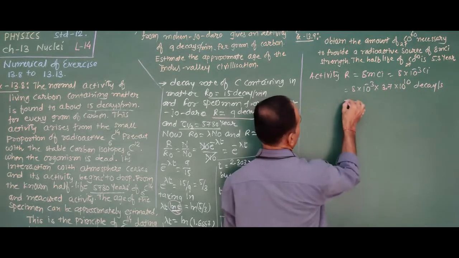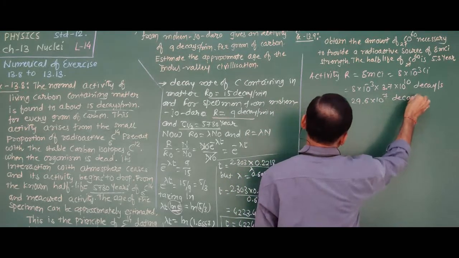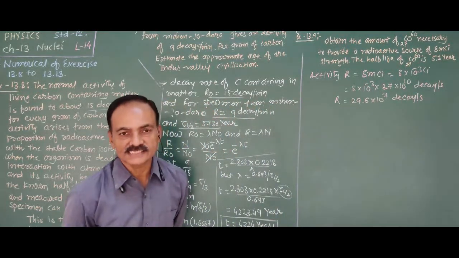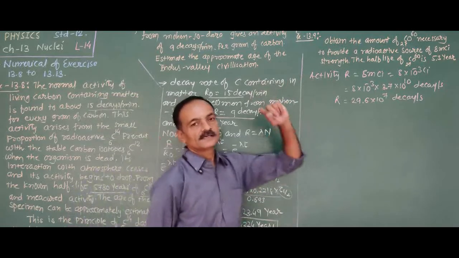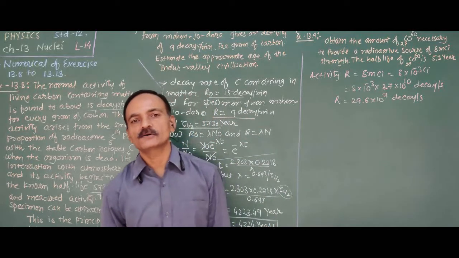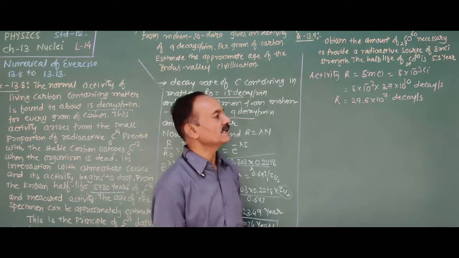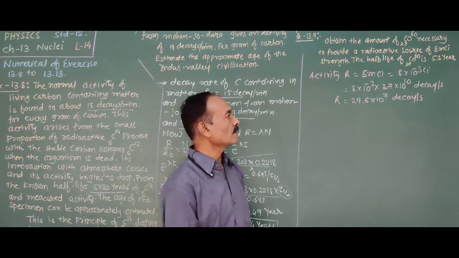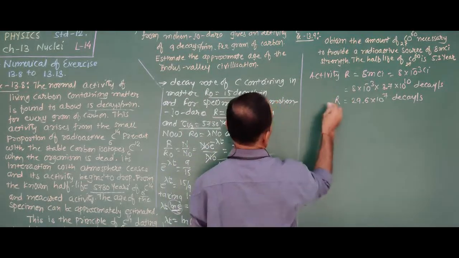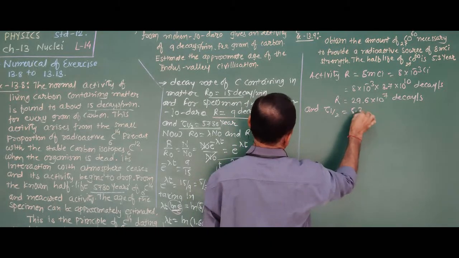Therefore, the activity becomes 29.6 into 10 to the power 7 decays per second. That is the resultant activity of cobalt. We require this activity of the cobalt. So how much cobalt is required? That means we have to find out the quantity of cobalt which has an activity of 8 millicurie. So the activity is this. Tau half is also given. The half-life is 5.3 years.